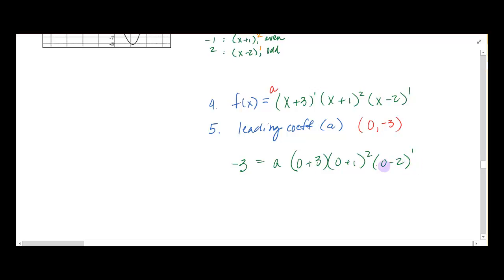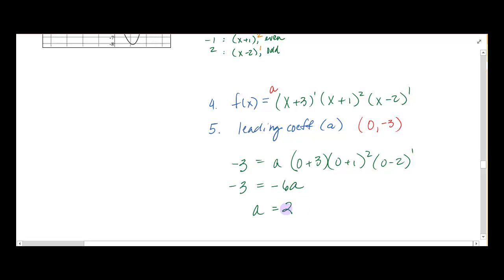Okay, so let's simplify this. We get -3 is equal to, this is 0 plus 3 is 3, times 1, which is still 3, times a, times -2, which would be -6a, if I were to multiply all those together. And look what that made, a really simple equation for me to then solve for the variable a. So I find out that a is equal to 2.